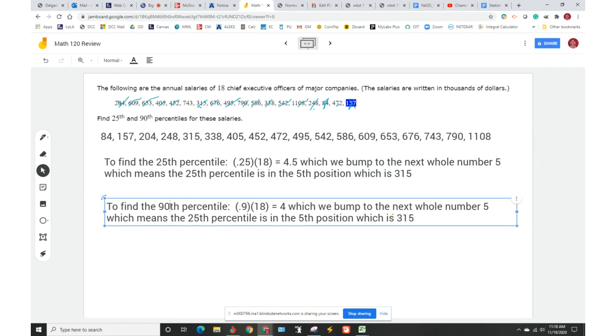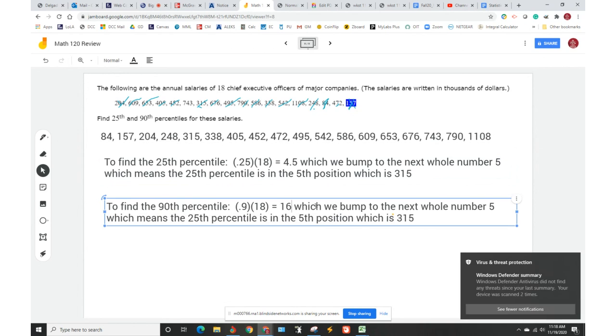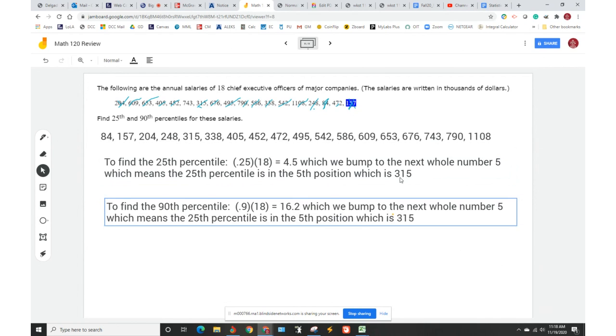So 16.2. Mr. Cruz, for the 25th percentile, what would we put as the answer on the line? Right here. 315. See? 1, 2, 3, 4, 5. See it? So the answer would be 315. Yeah, the fifth position.